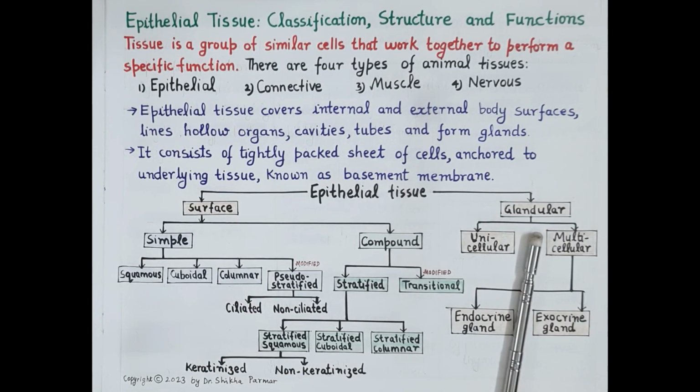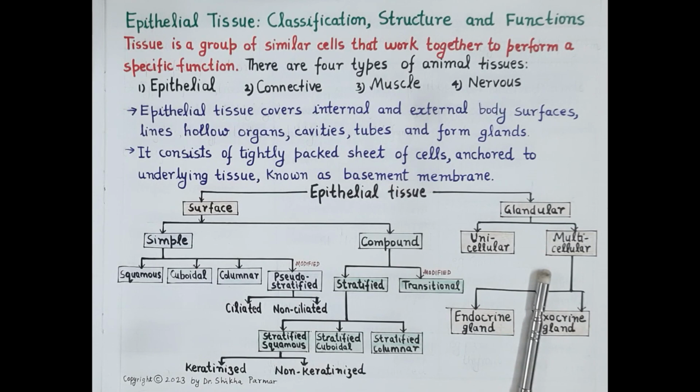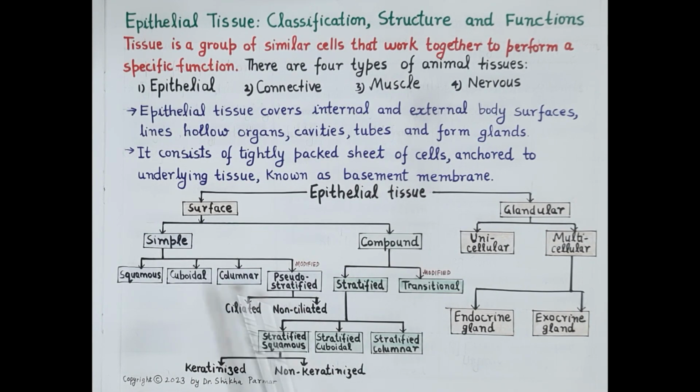Now, glandular epithelial tissue forms the glands. These glands can be unicellular, where a single isolated cell forms a gland, or they can be multicellular, where a cluster of cells forms a gland. Multicellular glands are of two types, endocrine glands and exocrine glands. So, this is the classification of epithelial tissue. Now, let's study the structure, location and functions of each type of these epithelial tissues.